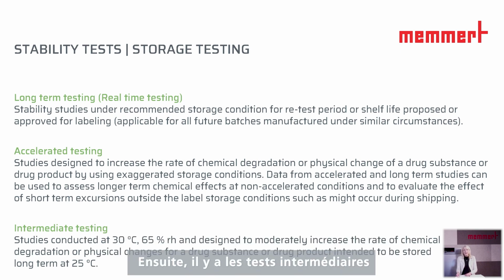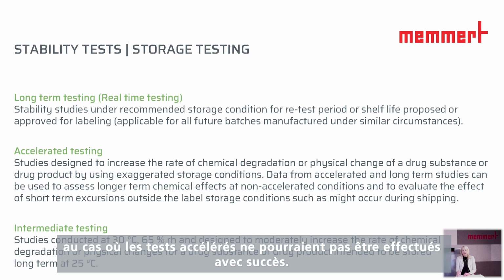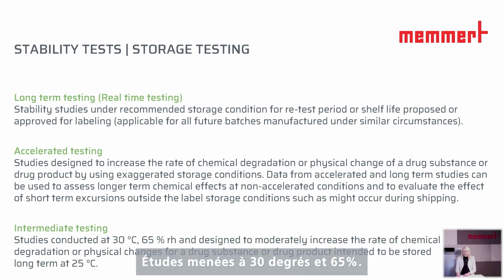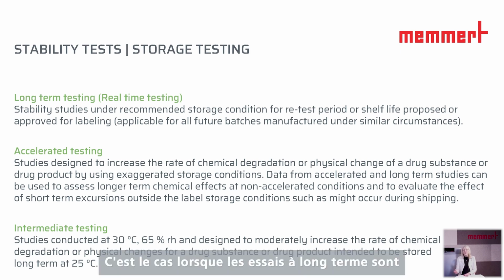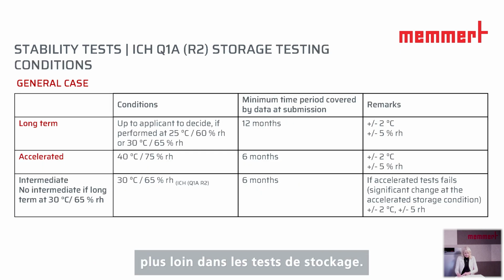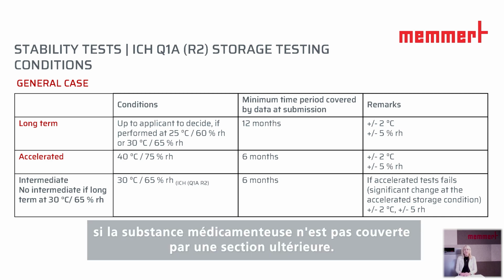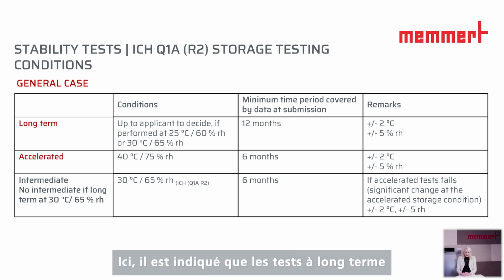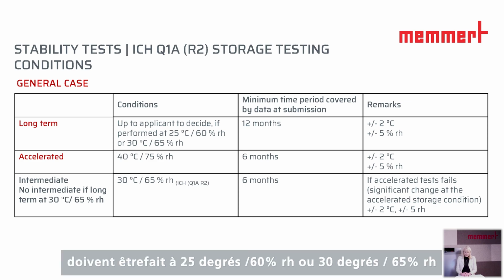That is a must. And then there also comes intermediate testing into effect in case accelerated testing cannot successfully be done. Then the starting is here at 30 and 65%. That is provided on the fact that long-term testing is done at 25 degrees and 60% RH. Let's go further to the storage testing. Here we can see the general case which applies if the drug substance is not covered by subsequent sections. Here it is stated that long-term testing has to be done at 25 degrees 60% or 30 degrees 65%.